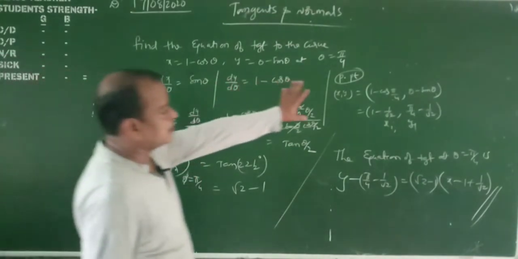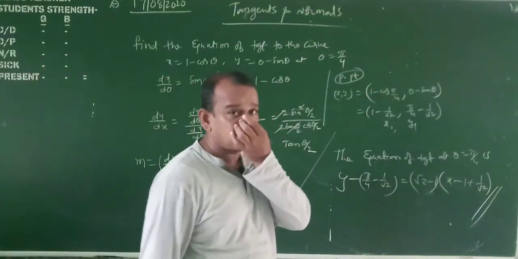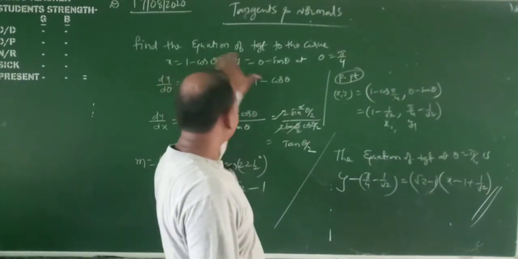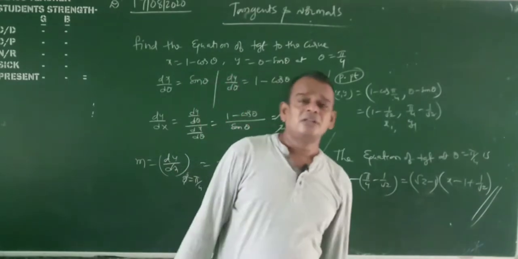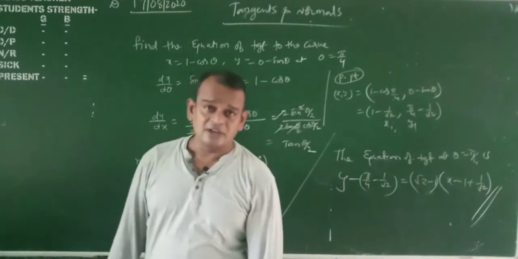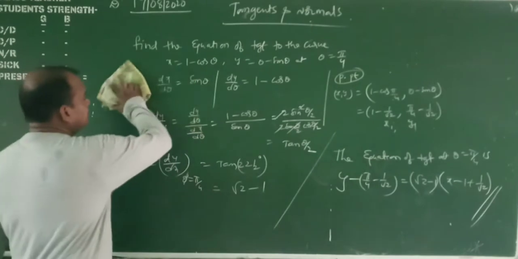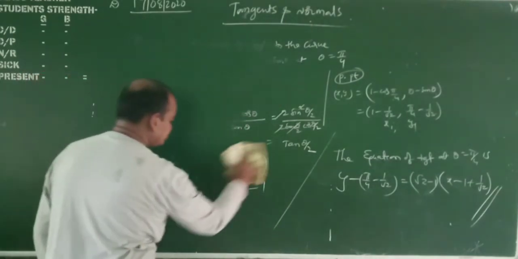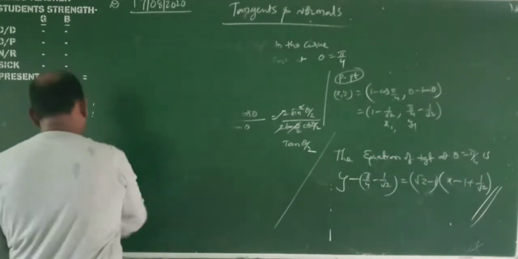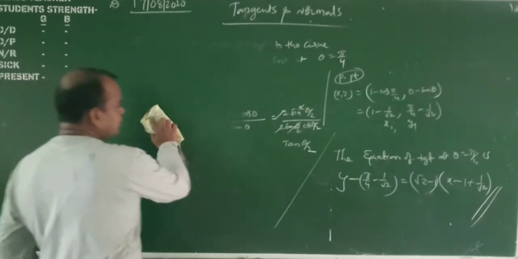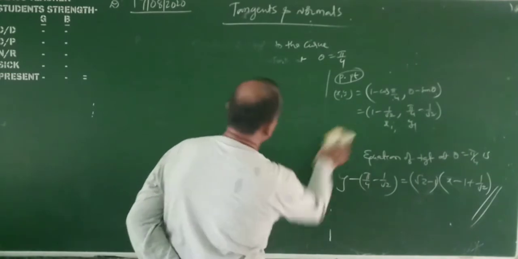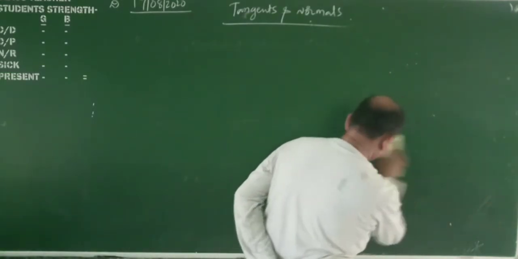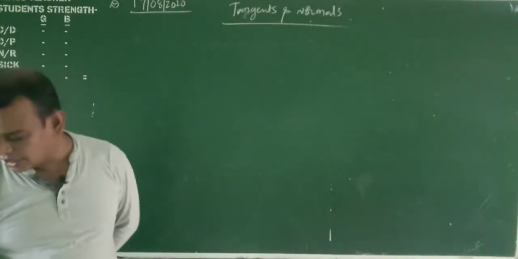Very, very important, my dear students. We will do this one. Whenever the parametric equations are given, you can find the point directly. This x comma y is the parametric point that must satisfy the given curve. Okay, my dear students. Now we are going to the next problem. What is the next problem?